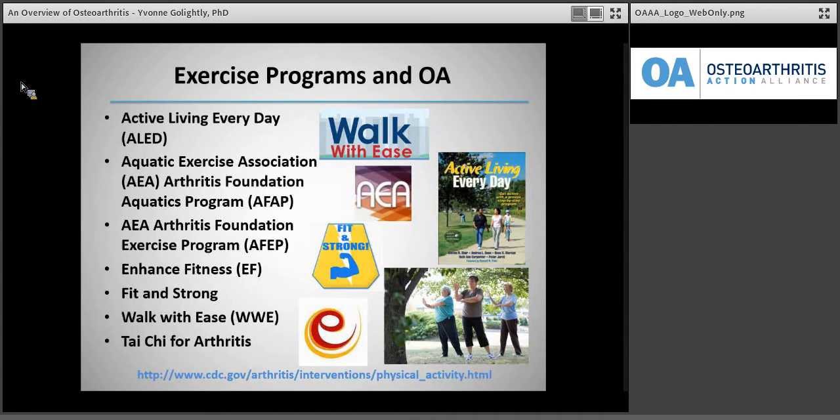And there are a number of exercise programs for arthritis that are available, and more information can be found on the CDC website that I have at the bottom of this slide. There are some programs that may be available in the community, like at a community center, a wellness center, or Parks and Rec facility. And there are some programs that are self-directed, like Walk with Ease.